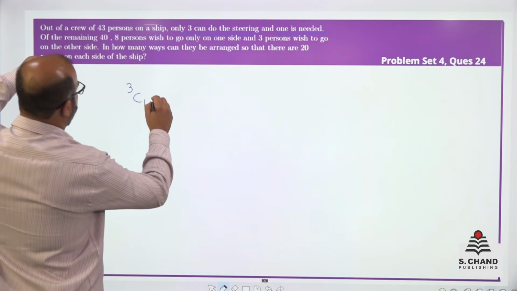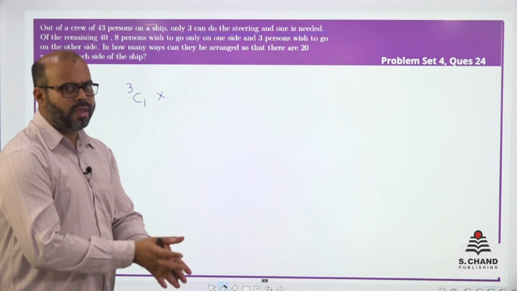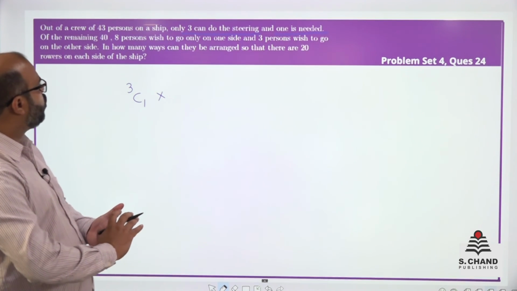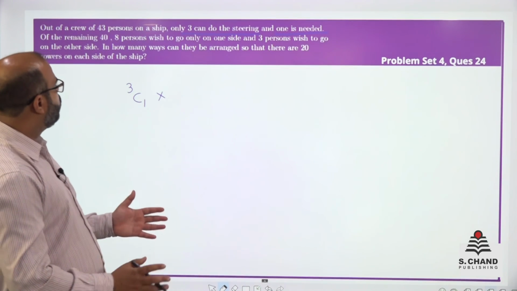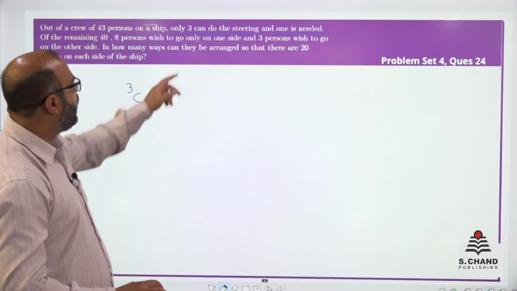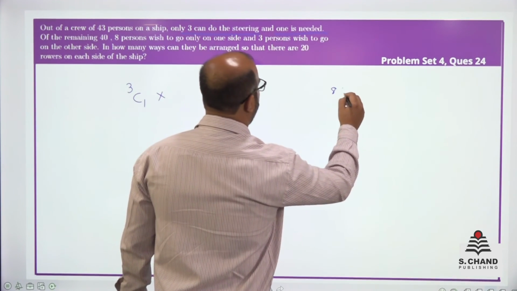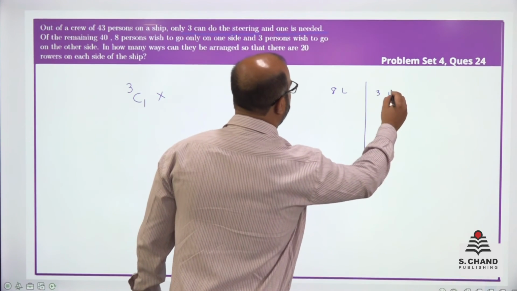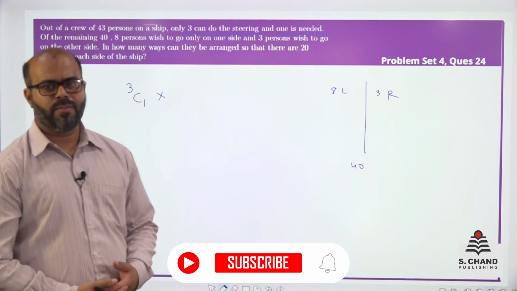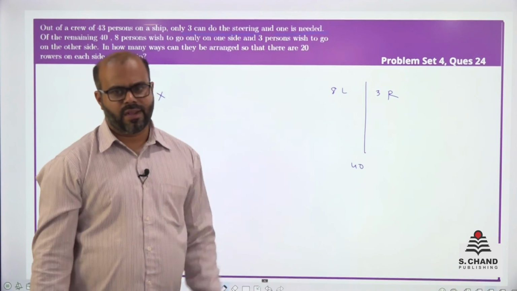So, 20 rowers have to be on one side, 20 on the other side. So 8 are fixed on the left side, suppose. So the rest 12 have to be selected from how many? And 3 on the right. So 8 on the left, 3 on the right, out of the total 40. So how many are remaining for the choice? So that is 29 remaining.